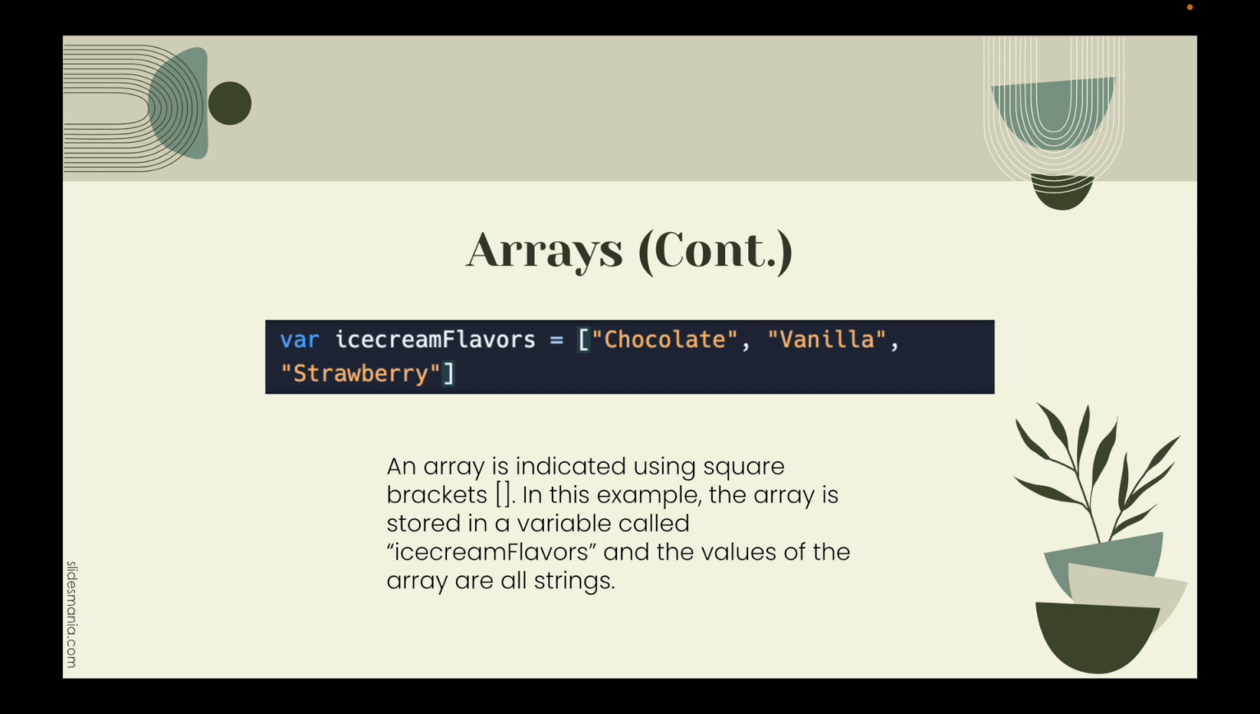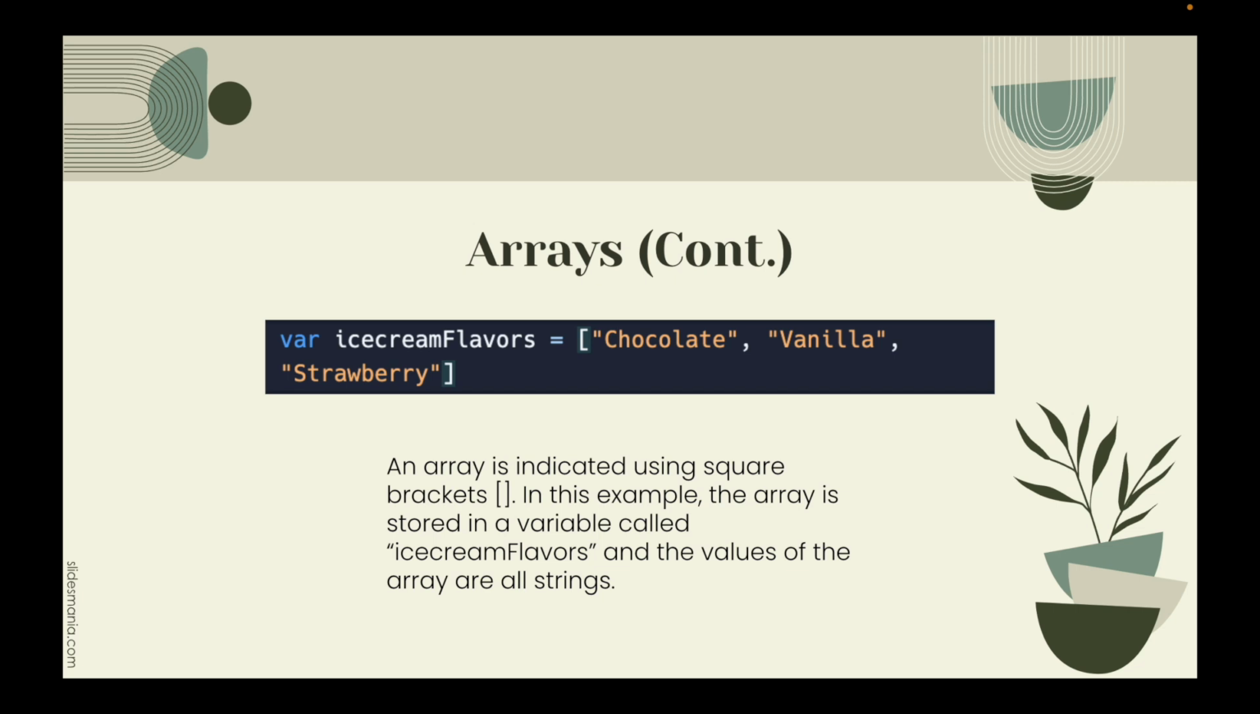And so this is an example of an array. An array is indicated using square brackets. In this example, the array is stored in a variable called ice cream flavors, and the values of the array are all strings. So here we have a variable, ice cream flavors, and then we use the square brackets, and then we just listed off the flavors, so chocolate, vanilla, strawberry, and yes, they are all strings. So if you added a number, an integer, in there, it would give you an error if you tried running the program.